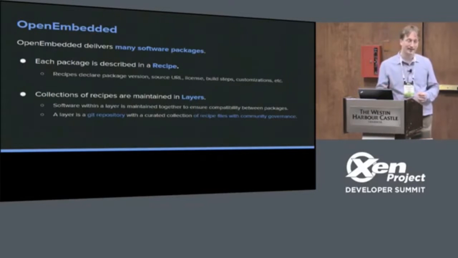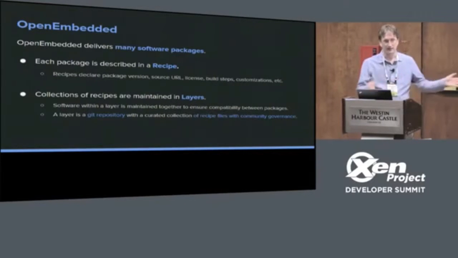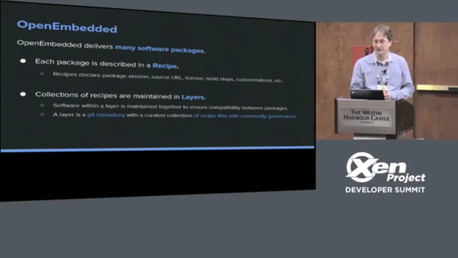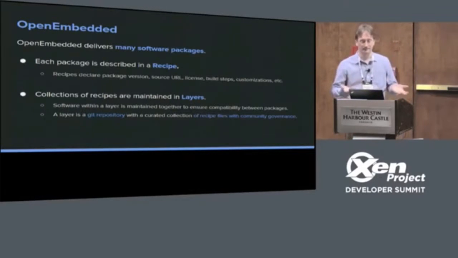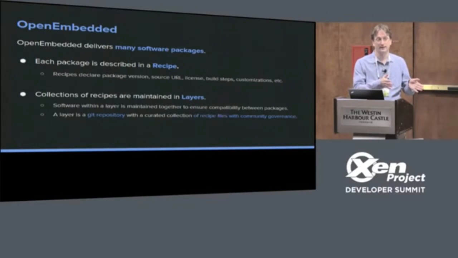And a software layer is a Git repository with a collection of recipe files that are curated by a community that maintains compatibility between those software packages, keeps them up to date, and ensures that they all work well together. And that's what builds you a functioning system. So the base OpenEmbedded layer contains the core of a Linux distribution.